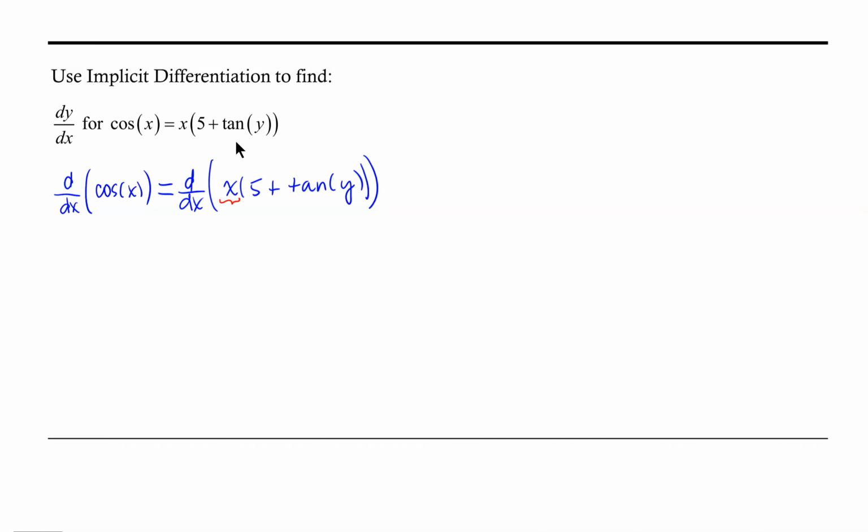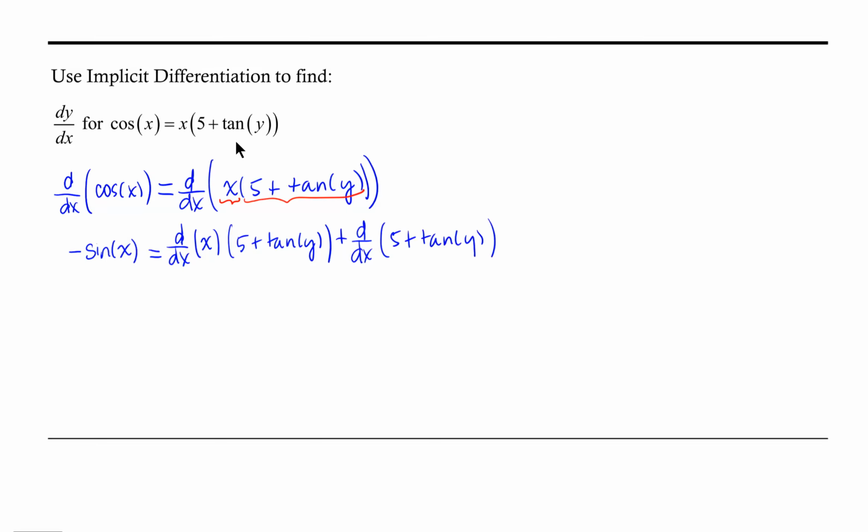So starting on the left, the derivative of cosine of x is negative sine of x equals, and now we need to use the product rule. The product rule tells us we will take the derivative of x, or the first function, times the second function, plus the derivative of the second function, in this case 5 plus tangent y, times the first function, which was x. And then we still have those two derivatives to find.